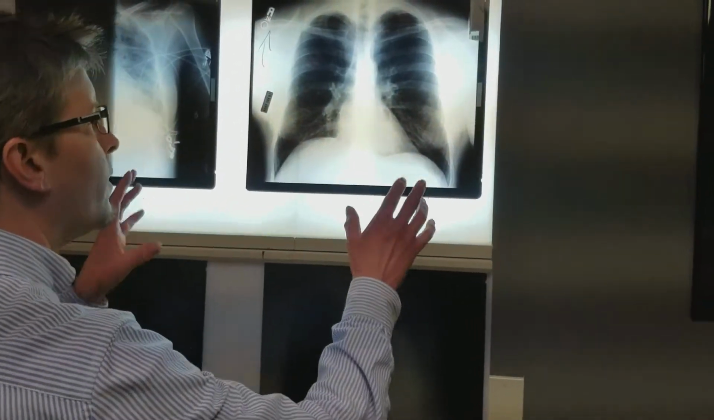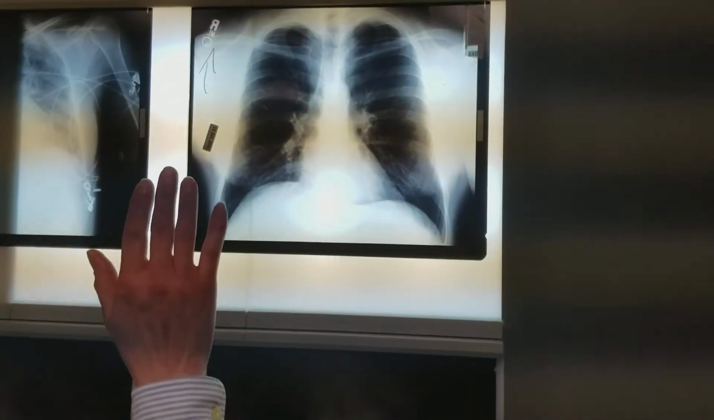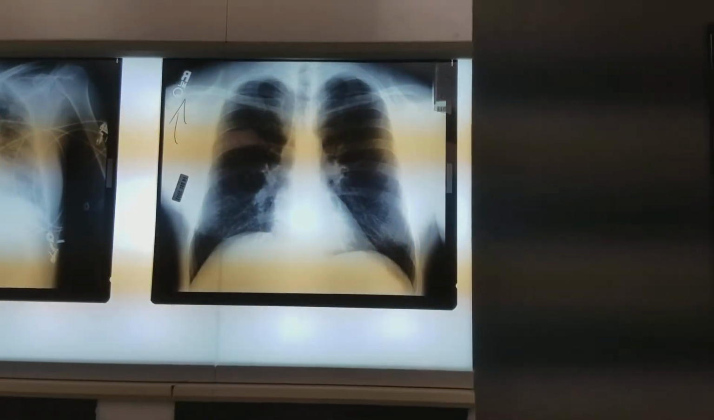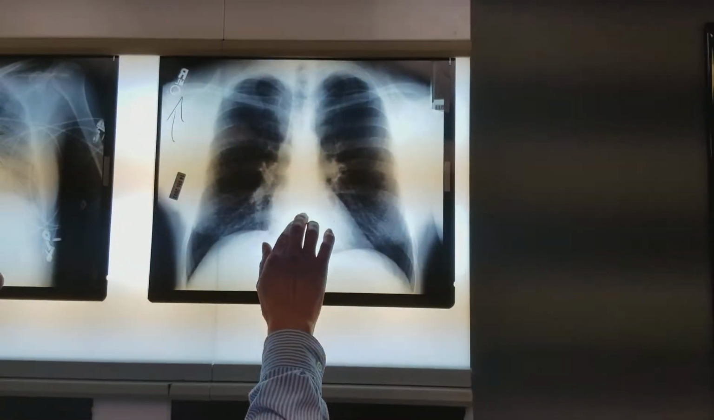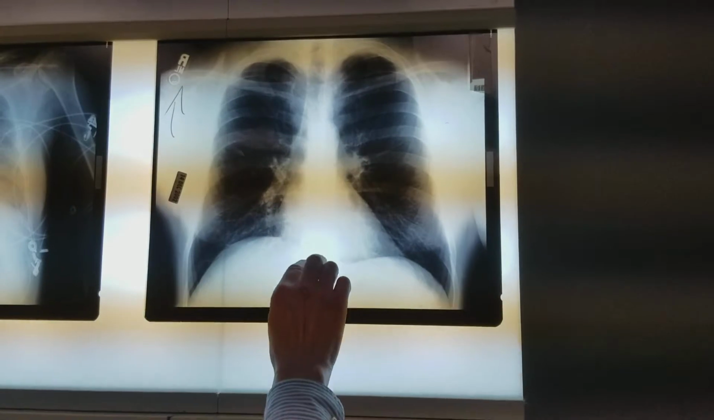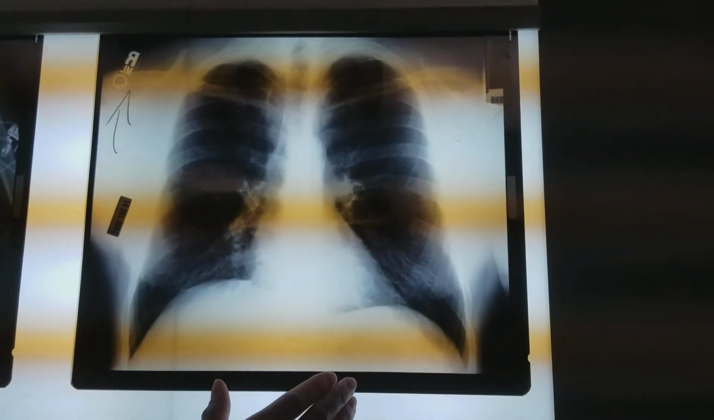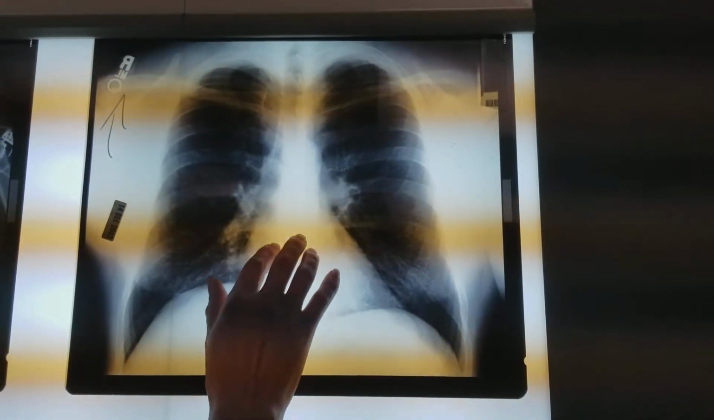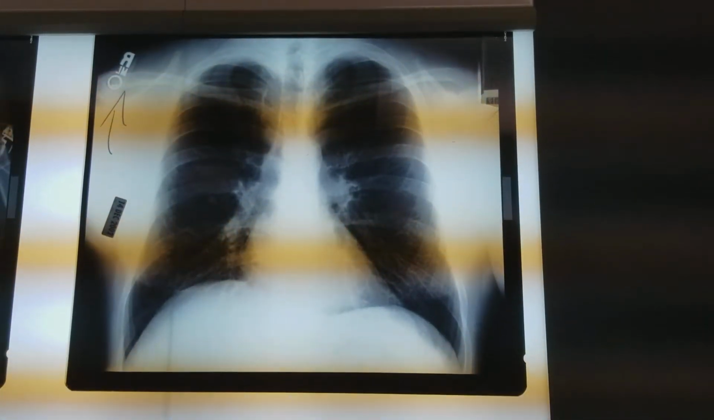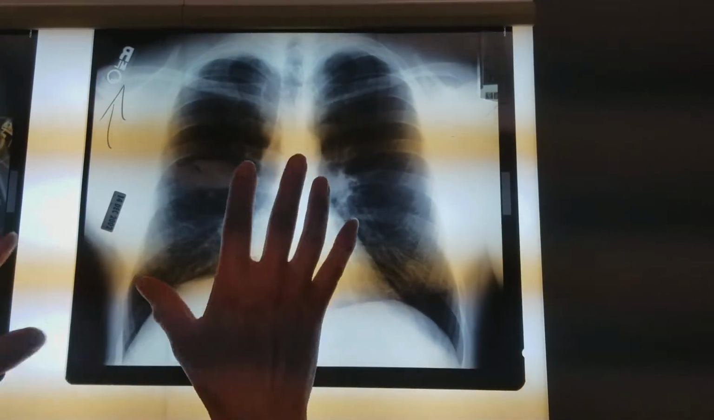When you're looking at the film, what you want to do is to check the penetration of the film. You should be able to see somewhat of the spine and the spinous process of the thoracic vertebrae through the heart. Now in this particular image, you can't see that so well. So this is a shot a little bit hot, as they say. So it means everything's really light.